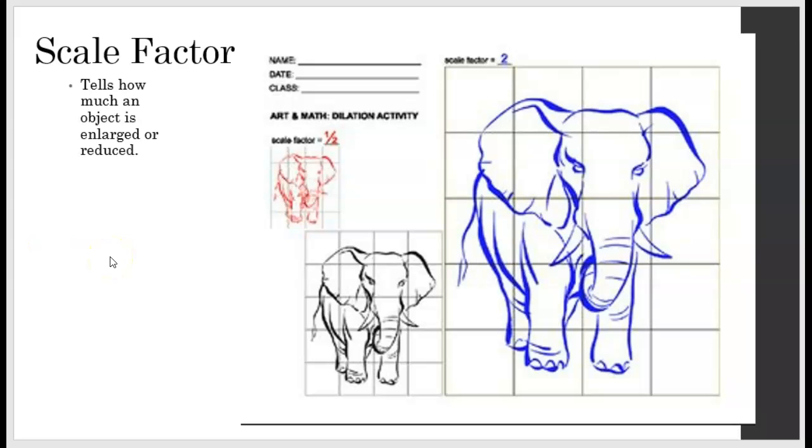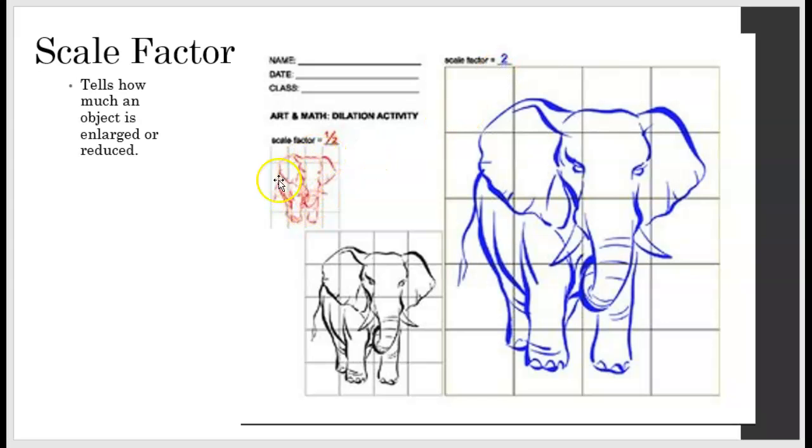All right, scale factor. When you're working with a dilation, a scale factor is going to tell you how much an object is enlarged or how much it is reduced. The one in black ink is the pre-image, so that's the original. The blue one is obviously a lot bigger, and they're telling us up here that this one was a scale factor of 2. So it was blown up by a scale factor of 2. That just means all of its dimensions were doubled.